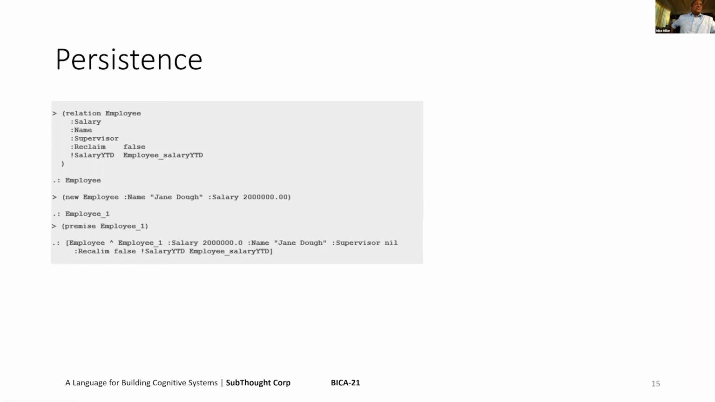Likewise, we can create a relation, and we can give it slots salary, name, supervisor, reclaim, and salary of method, salary year to date. And that will give us back the relation. And then we can say new employee, name, Jane Doe, salary, $2 million. And it will give us back employee one. And this employee is persisted, and the ID for this employee is employee one. If you ask for the premise of employee one, it'll return the complete structure.